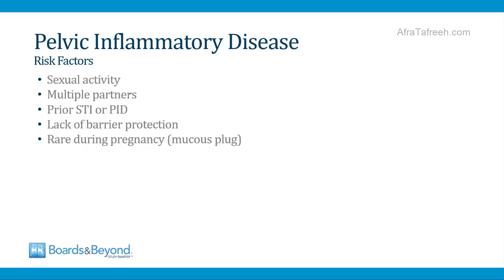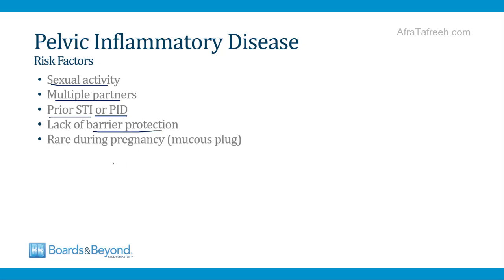The risk factors for pelvic inflammatory disease all have to do with the risk of developing infection with gonorrhea or chlamydia. So this includes sexual activity, especially with multiple partners. A prior sexually transmitted infection or prior PID are risk factors. Lack of barrier protection is a risk factor.